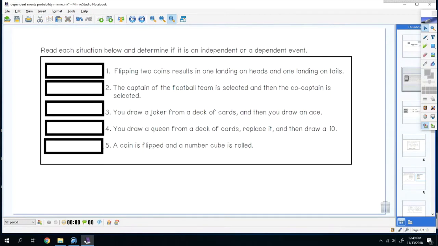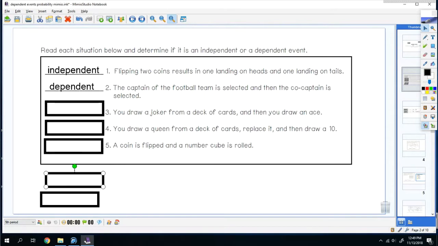So we're going to read each situation below and determine if it's independent or dependent. Flipping two coins and one landing on heads and the other one landing on tails. That's independent because the probability that you get on the first coin cannot affect the probability on the second coin. The captain of the football team is selected and then the co-captain is selected. This is considered dependent because the number of people that can be selected changes after the captain is chosen.